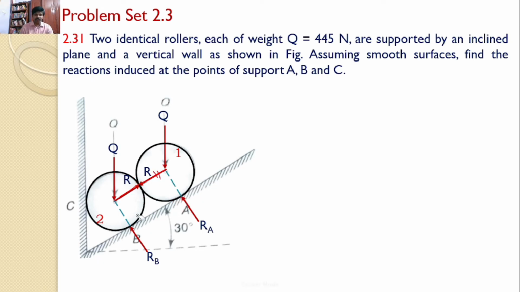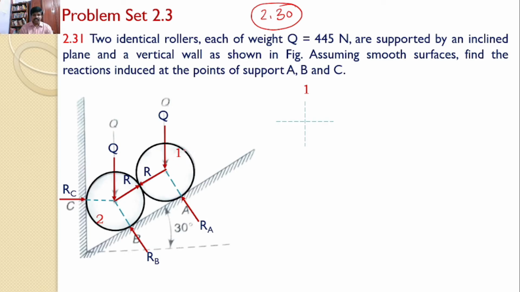A similar type of problem we have solved in the previous video, that is problem number 2.30. Please watch it from RK Tutorials. You can also find the reaction developed at this point, that is RC, which is perpendicular to the vertical surface and it is towards the roller. These are the various forces that are acting on cylinder 1 and cylinder 2. Let us analyze individually. First, let us consider cylinder 1.